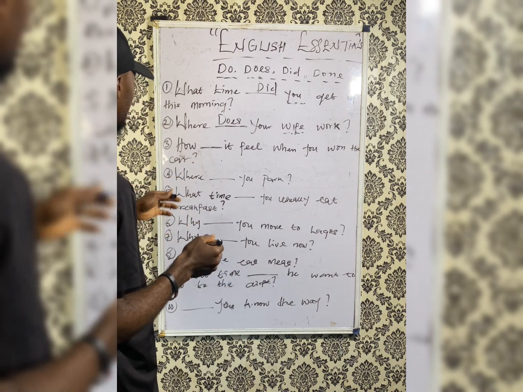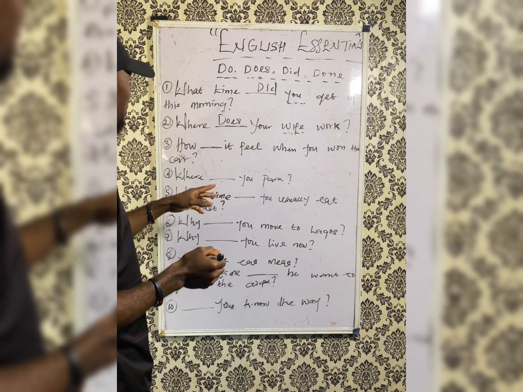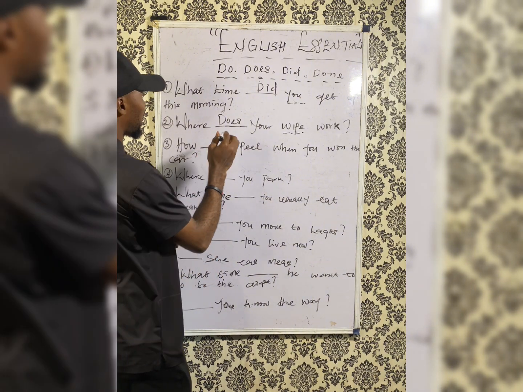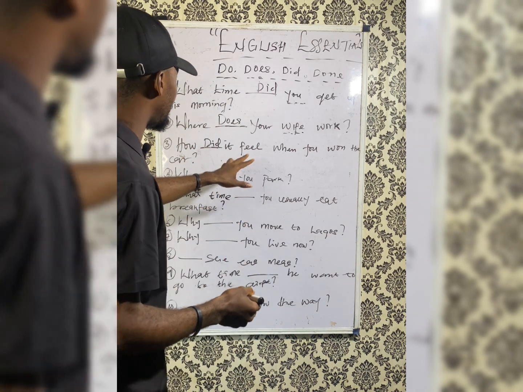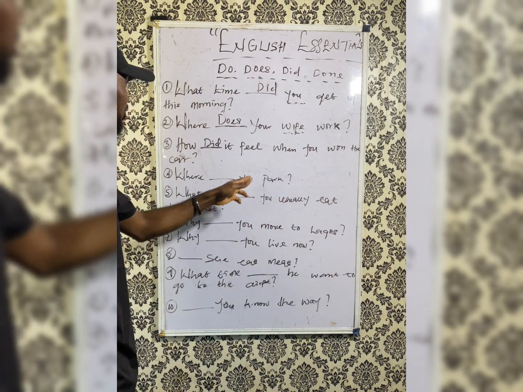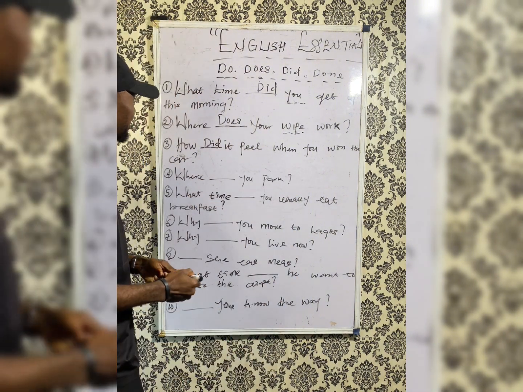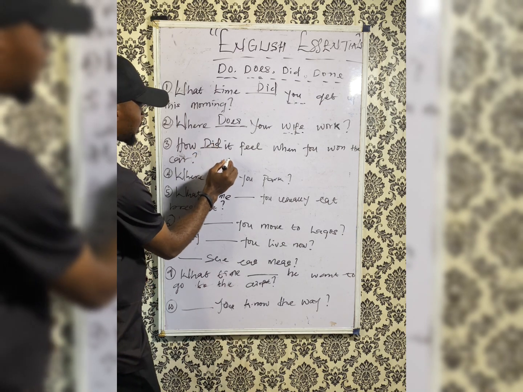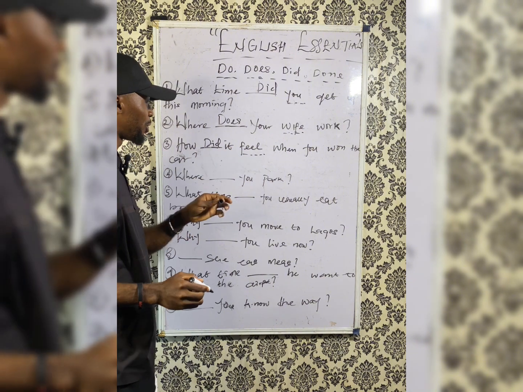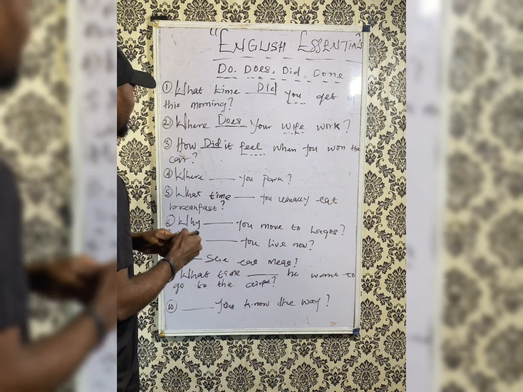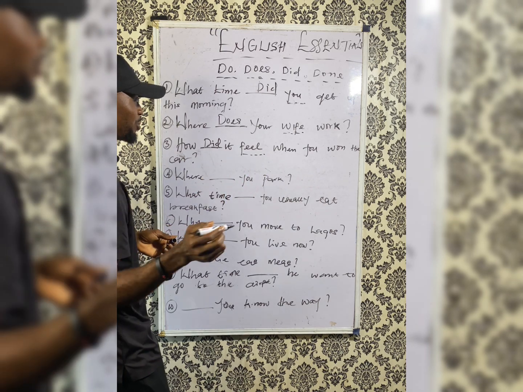So number three says, how does it feel when you won the car? Which means, how did it feel? Someone may ask, but since he has won the car in the past, this should have been, how did it felt when you won the car? I told you already that anytime you use the word did, the verb that will come must be in the present form, not in the past form. So if you see how did it felt when you won the car, it is very wrong. It's an abuse of verb.